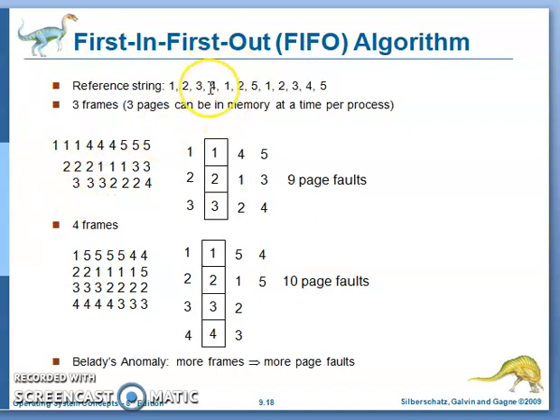Now you check page 4. We require page 4, but page 4 is not here, and there is no free frame. You have to replace, so select the victim page. According to this FIFO algorithm, which page first came into the main memory? Page 1. Select 1 as the victim. You replace 1 with 4. Hence the frames contain, in the first frame, page number 4, in the second frame page number 2, and in the third frame page number 3.